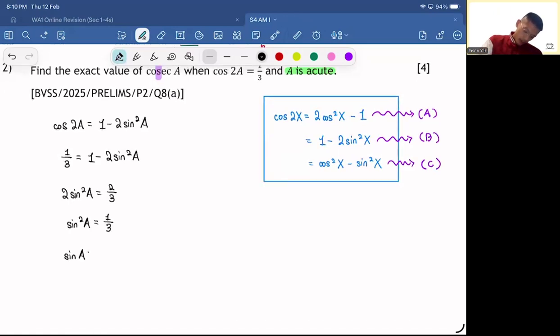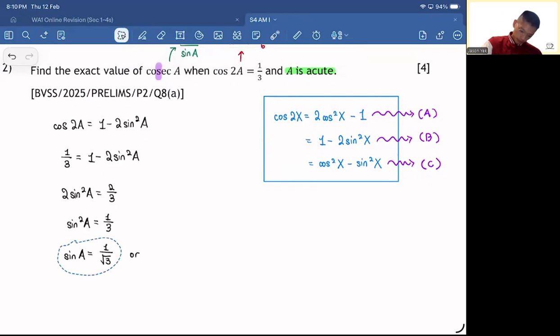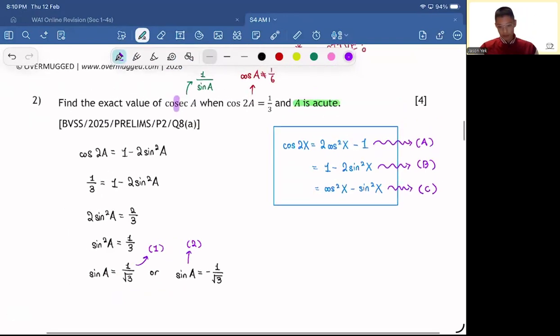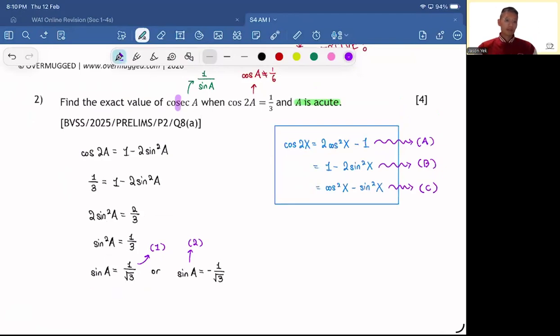Sine A, square root, gives 1 over root 3 or minus 1 over root 3. But I can only have one answer for sine A. Again, this is equation 1, this is equation 2. Which is the correct one based on the question? Type in the chat, so that I get your brains thinking.